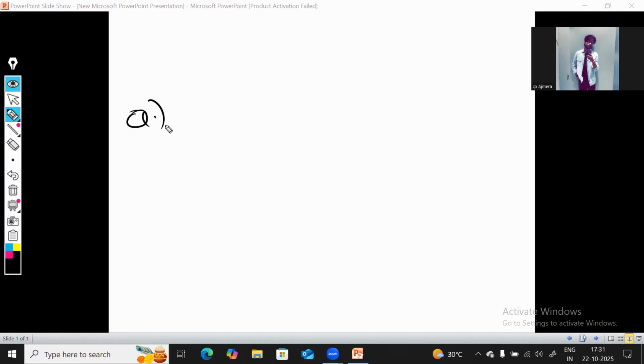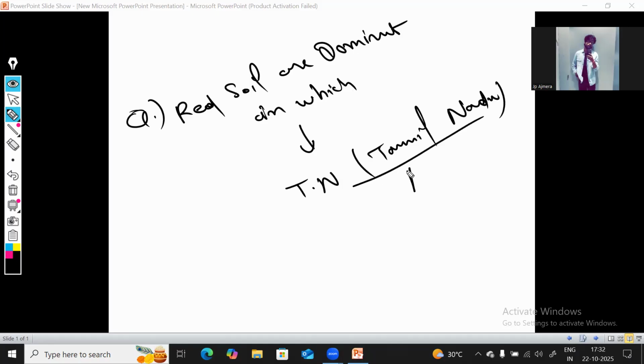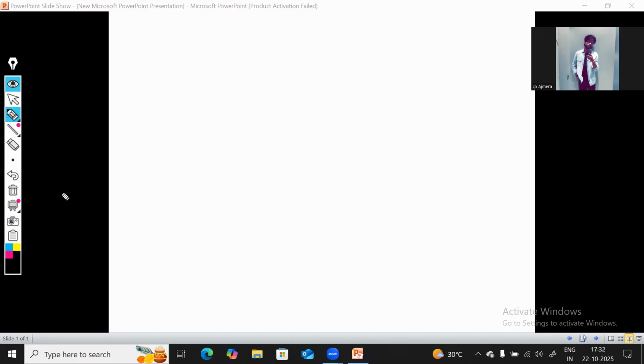In which state is red soil dominant? They're asking in which state red soil is dominant. The answer is pretty simple: red soil is dominant in Tamil Nadu. Tamil Nadu is the answer where red soil is dominant. Cool. Let's move to the next one.